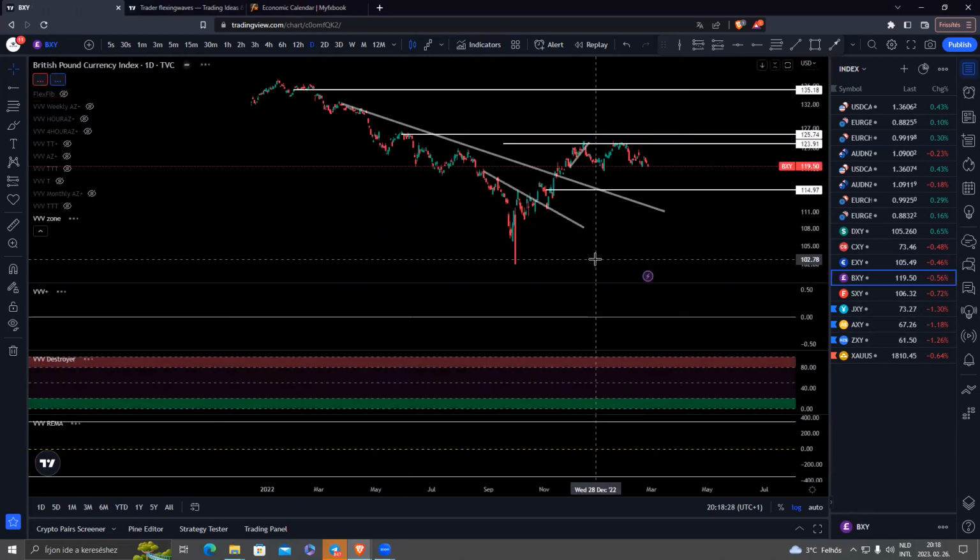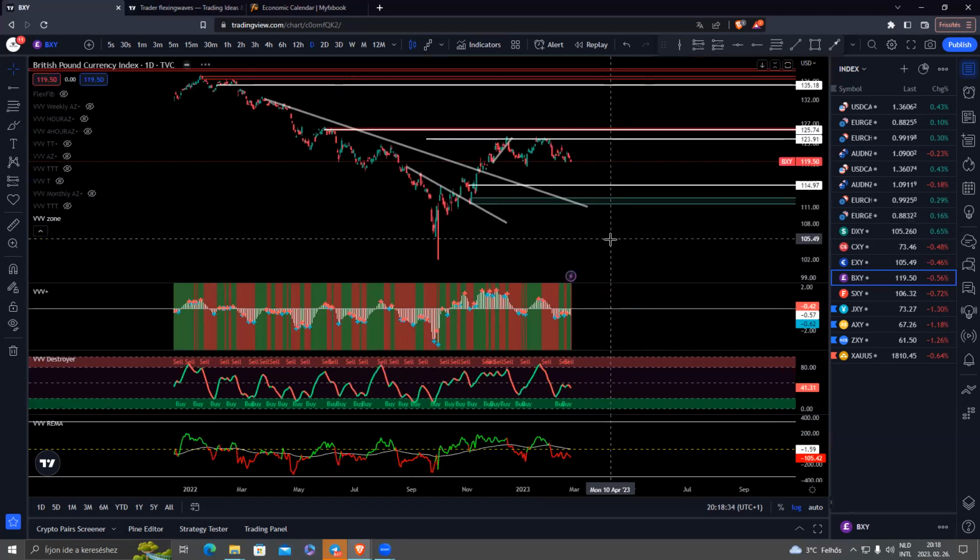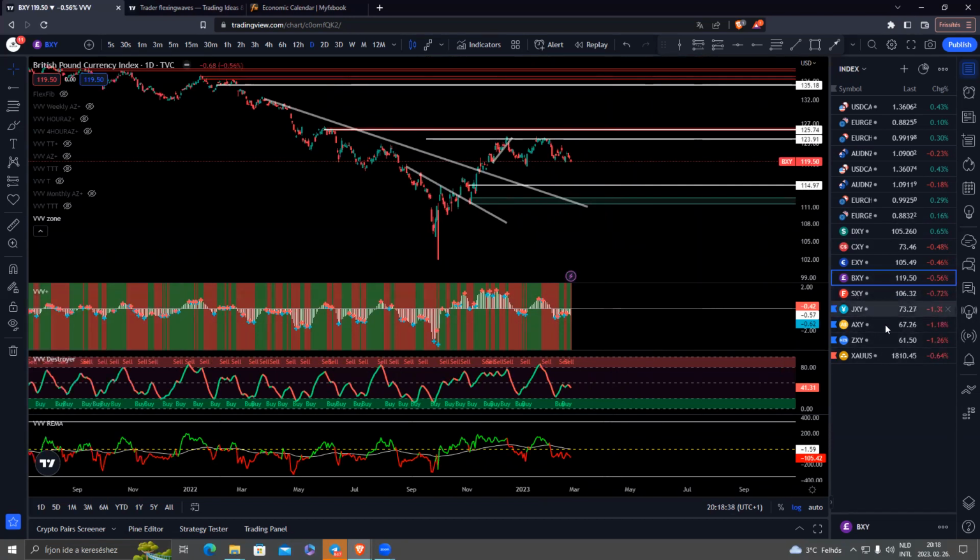Right, let's see the BXY. Because the BXY is dominating the market, the rest of the currencies, you see some weaknesses, and the NXY closed as the weakest pair, which has an effect on gold as well.